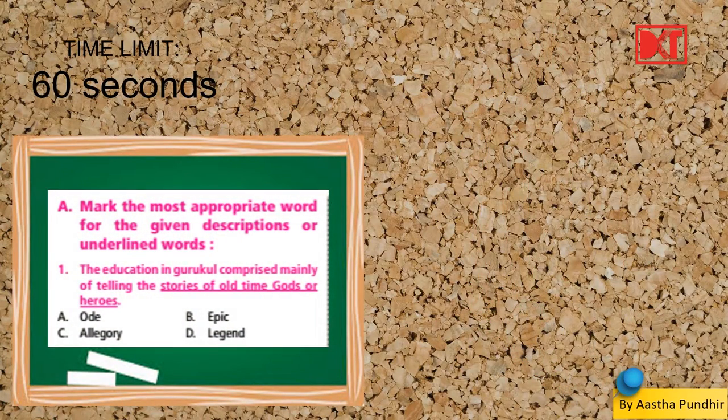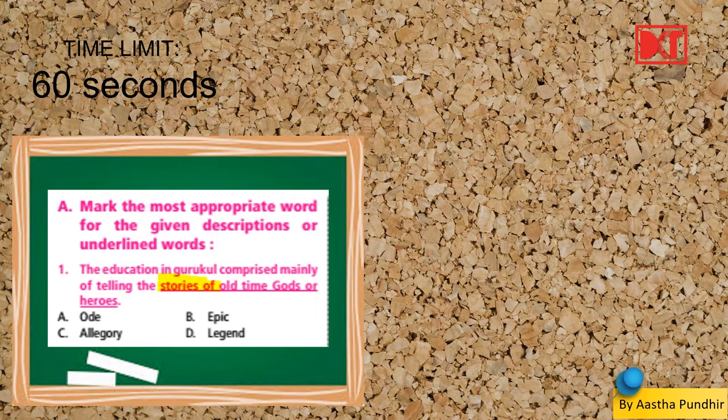Okay, so now we start off with the questions of one word substitution. Here what we have to do is mark the appropriate word for the given descriptions or underlined words. We are given a sentence from which a part is underlined. So we'll see the underlined part and accordingly choose the one word substitution that suits it. Like here we have: the education in Gurukul comprised mainly of telling stories of old time gods or goddesses, gods or heroes.